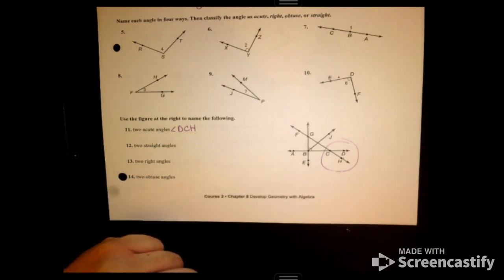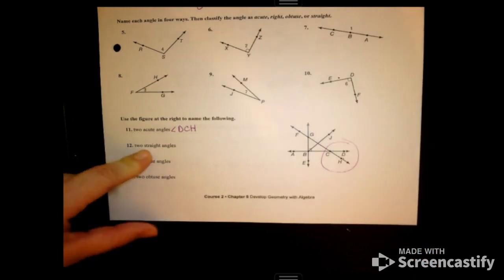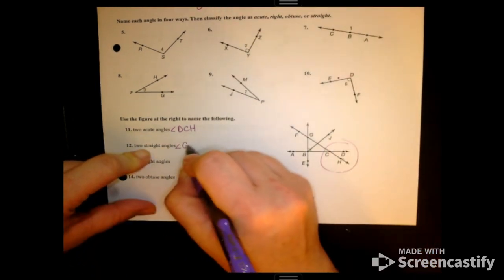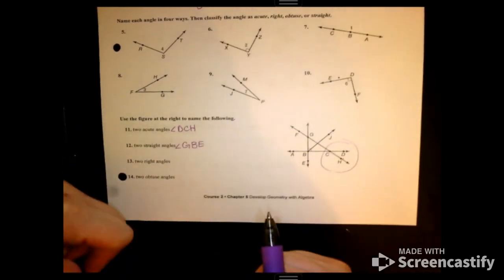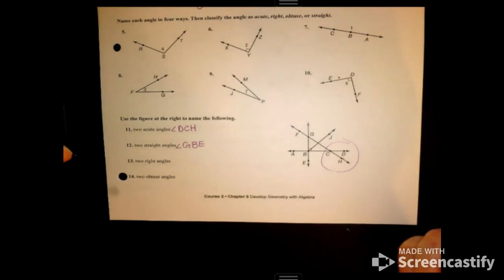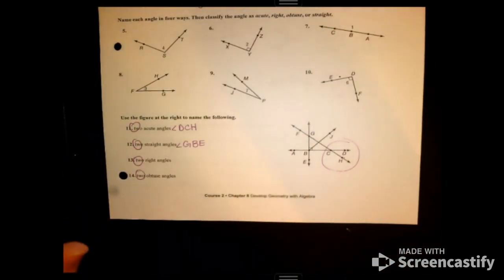And then FG. I'm not going to do the next one with you, but okay, a straight angle. Oh, I get it. Yes. GBE. GBE, perfect example. So do you see, is there probably lots of possible options for each one? Yes. So do we have to have 2 of those or just 1? Two of each.